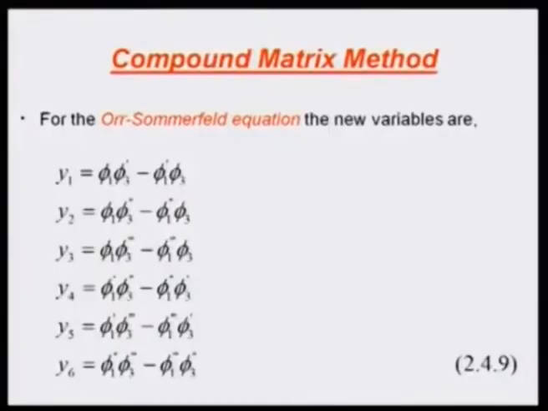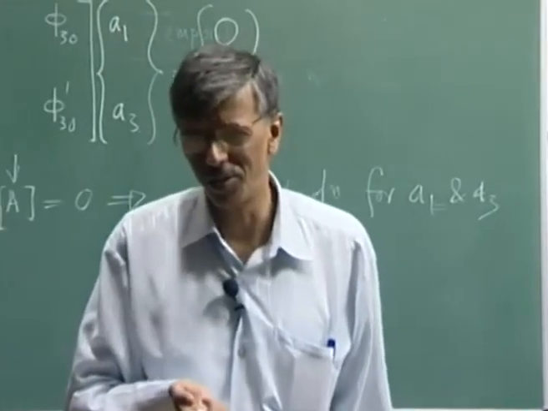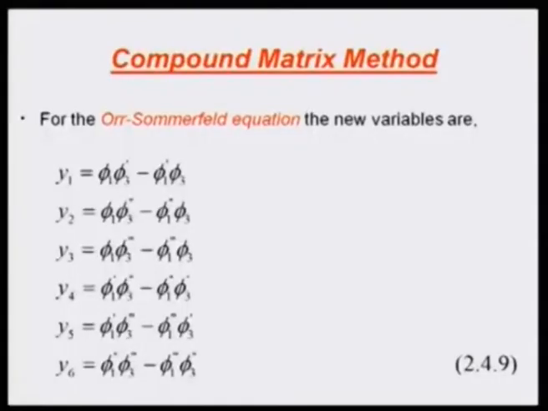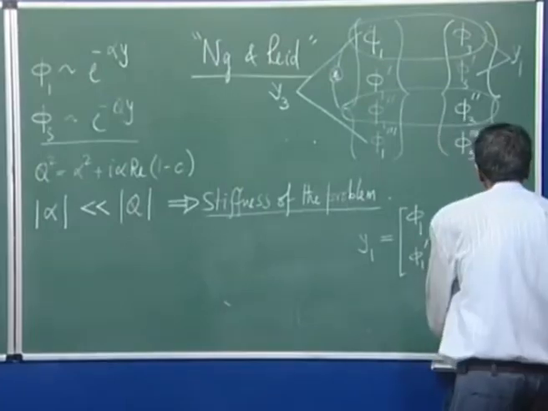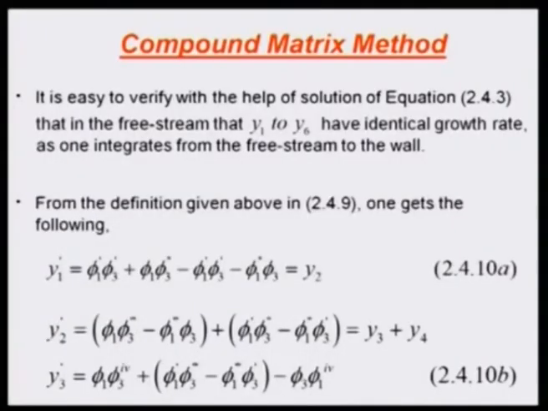So, what happened? Well, we are paying a bit of a price because we started off with a 4th order ODE, and here we are introducing 6 variables. What about their governing equations? Well, the governing equations can also be worked out from the definition itself. See, y 1 was like this, right. I will just show you a couple of them and leave the rest to you. You can work it out.